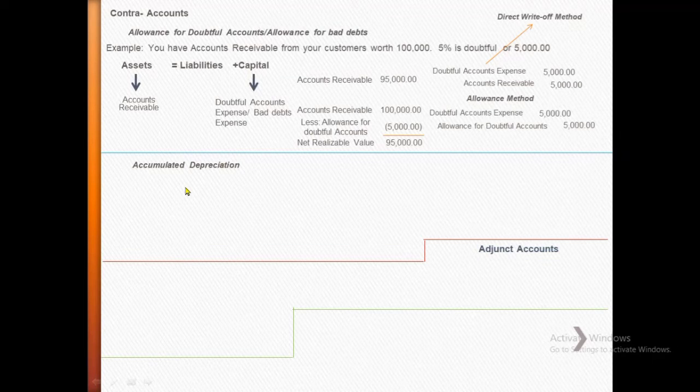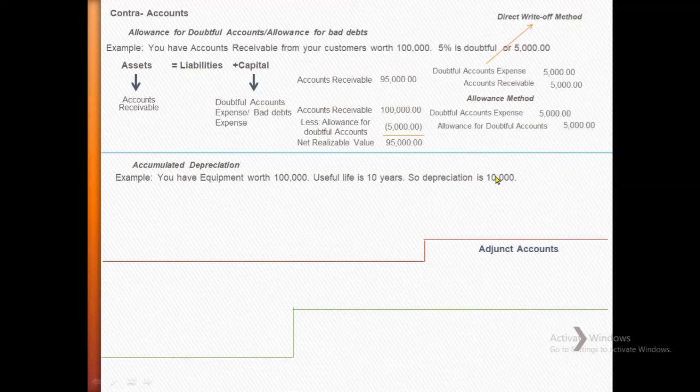So this is a contra asset of depreciable assets like machinery, equipment, building, and etc. To understand further, we have an example. So you have an equipment worth 100,000 and it has a useful life of 10 years. Since there is no salvage value, 100,000 will become the depreciable amount automatically. Then you divide it by 10 years, so the depreciation is 10,000 per year.